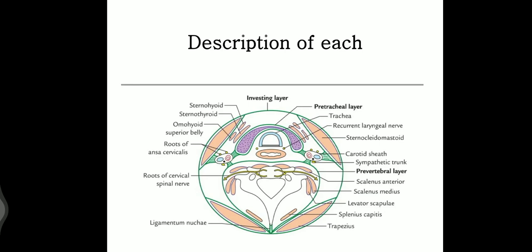Now all these layers contribute to the carotid sheath. The structures lying in between all these layers are enclosed by the carotid sheath. That is, the carotid sheath is contributed by all these 3 components of deep cervical fascia. With this we will get into today's topic.